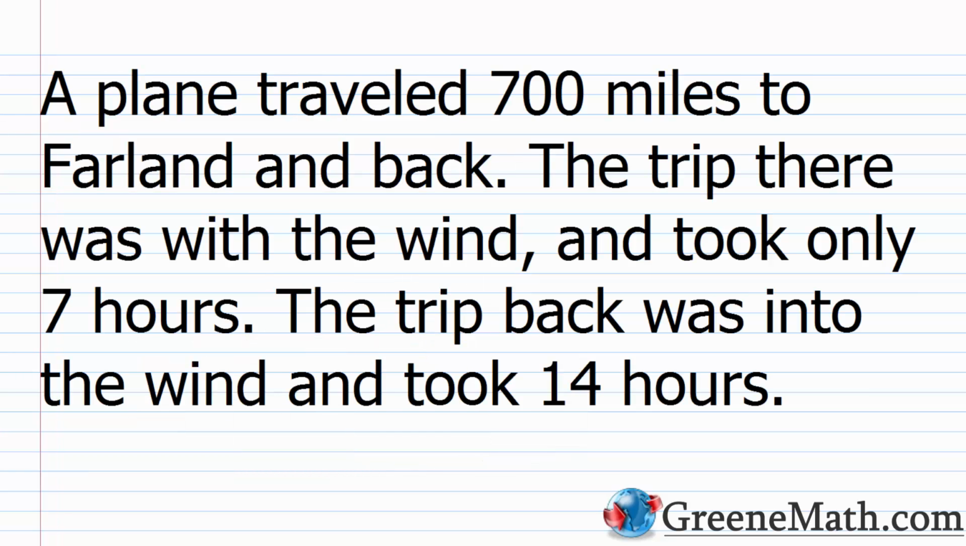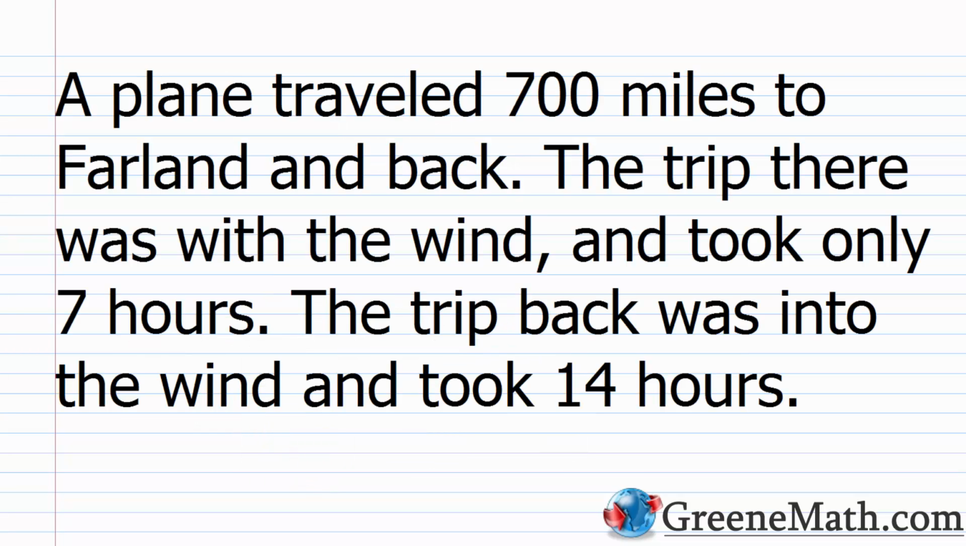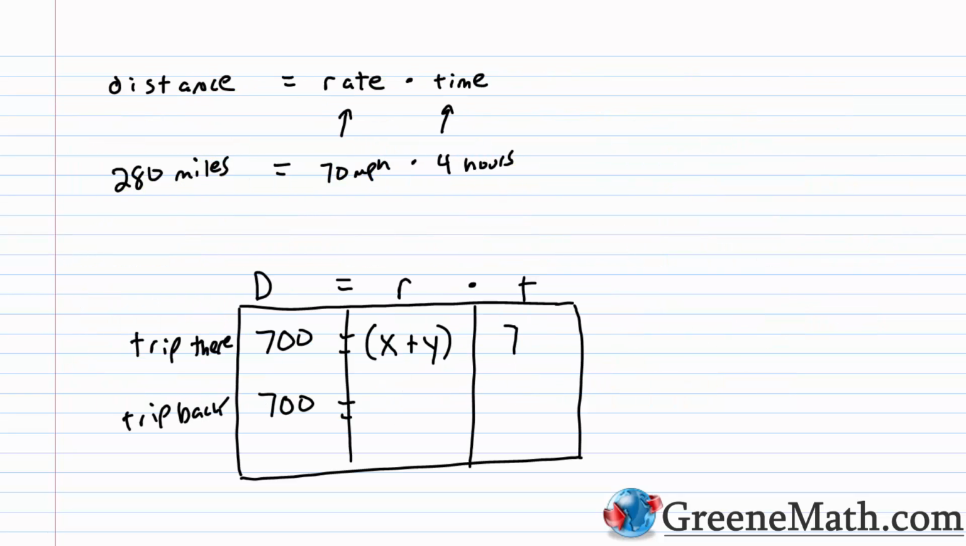Now in terms of time, it says it took only 7 hours. So we have a rate, a time, and a distance. The time is 7. Now for the trip back, it says it was into the wind and it took 14 hours. Into the wind means I'm taking the speed of the plane in still air, which is x, and subtracting away the speed of the wind. So that's minus y. And the time is 14 hours.